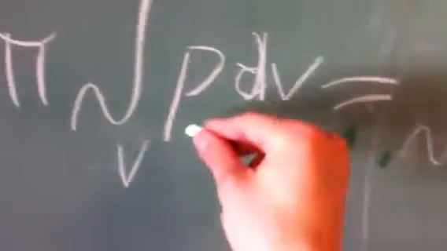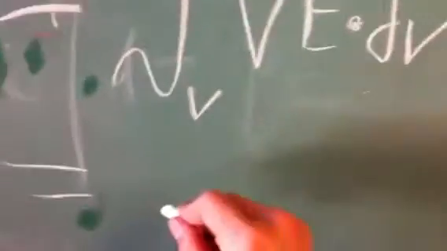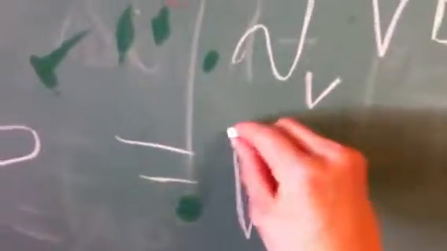And now what we can do is just simply simplify. We've got integrals over volume here, and the volumes are the same. So we can just remove all of the volume terms. So now we have 4 pi rho is equal to del E. And that's that.